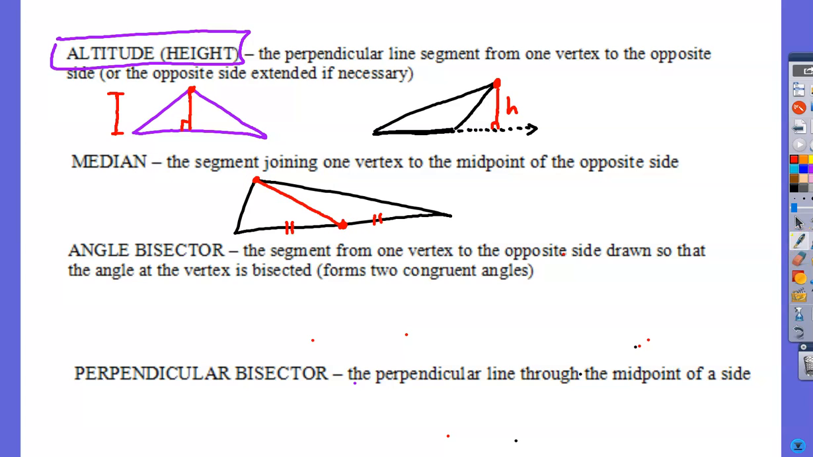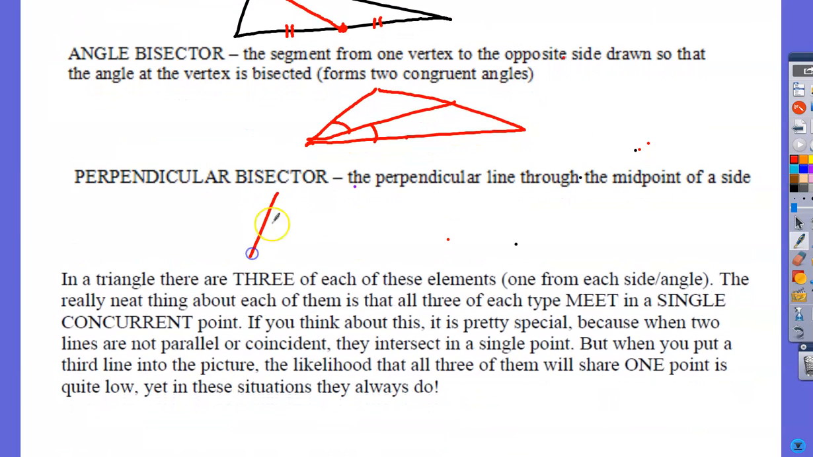I think you guys are fine with angle bisector. That's not a problem. If it's an angle bisector, you know that it splits the angle into 2 equal parts. And a perpendicular bisector, of course, of a triangle would divide a side into 2 equal parts, and it's perpendicular to it. This is the only one that doesn't have to start at a vertex.